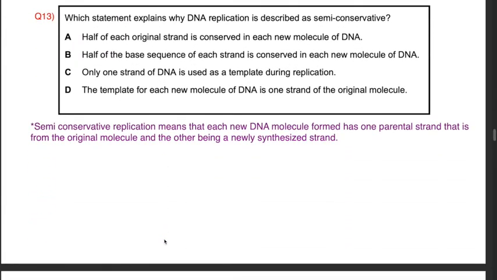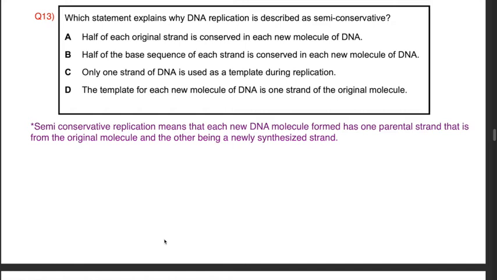Question 13. Which statement explains why DNA replication is described as semi-conservative? Semi-conservative replication means that each new DNA molecule formed has one parental strand, that is from the original molecule, and the other strand is a newly synthesized strand. Therefore, the best possible answer is answer D.